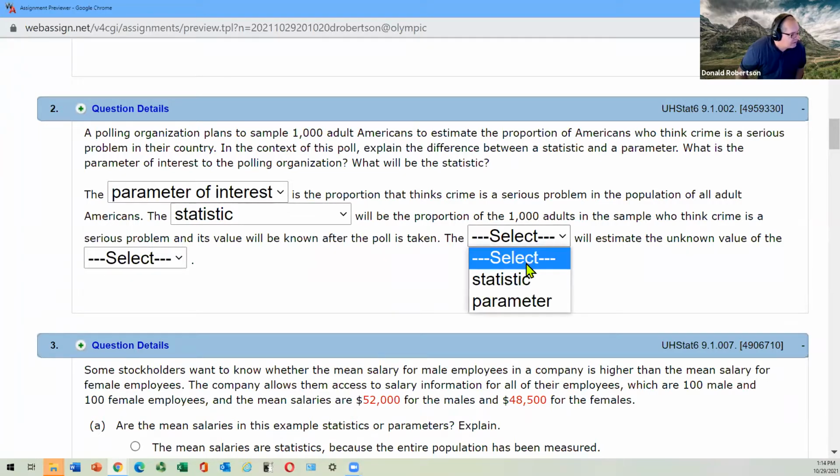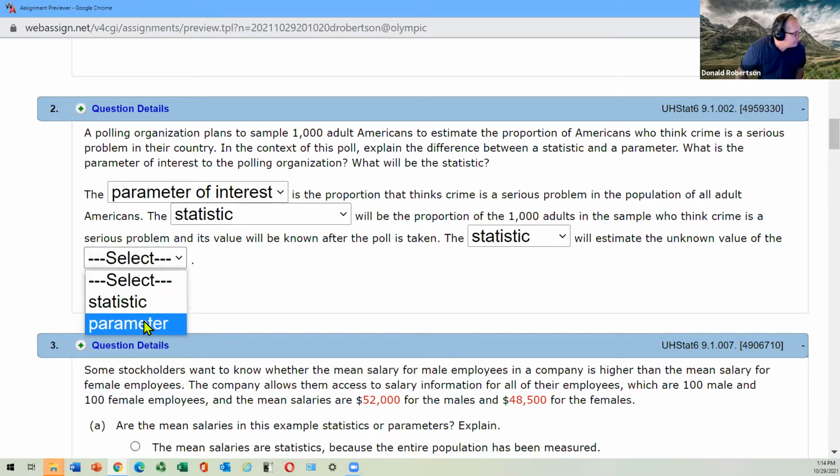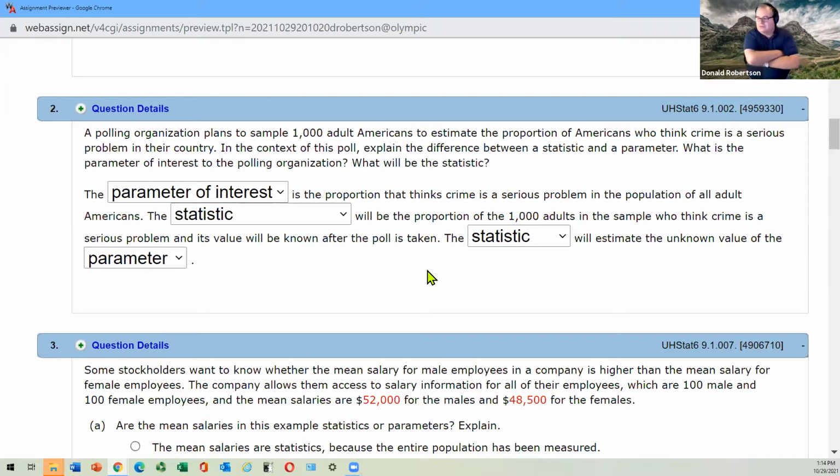The statistic will estimate the unknown value of the parameter. Does that complete sentence make sense now? Isn't that pretty much the basis behind every sample? I'd like to know what the answer is for the population, but I can't afford to ask everybody. So I'll ask 1,000 people, and won't you use that answer to estimate the population parameter value, right?